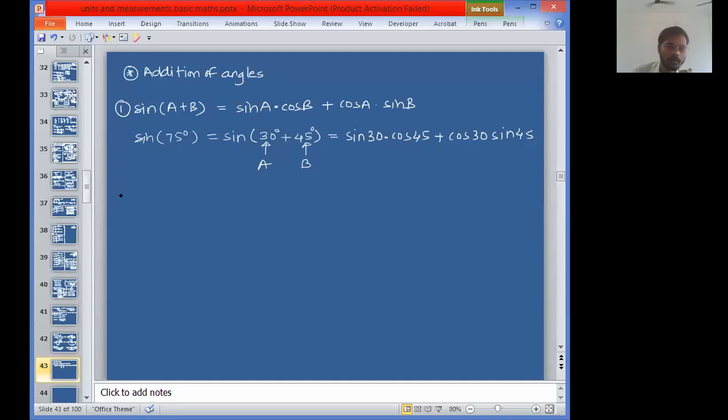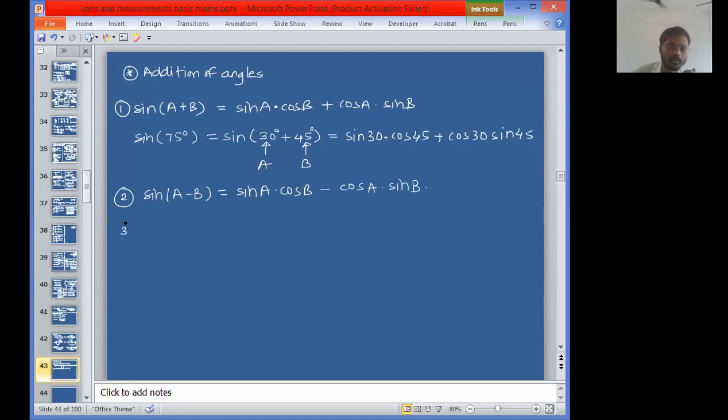Very good. Sir, what if we have sin of A minus B? Let's do it. Very simple. Sin A cos B, same formula. Instead of this plus, use minus. Same formula. Sin A cos B minus cos A sin B.